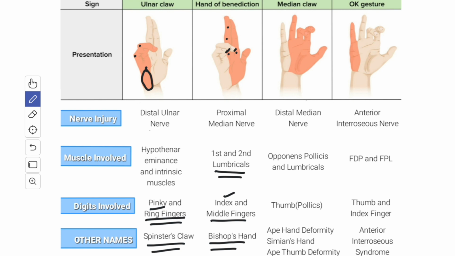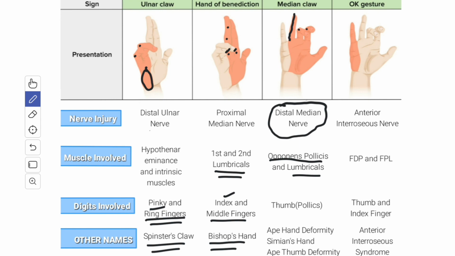The next clinical feature is median claw. The distal median nerve is injured in case of median claw. The opponens pollicis or lumbricals are paralyzed. You can see in the picture, that one is your interphalangeal joint, so there will be a flexion at the interphalangeal joints, and in case of the fourth digit, the area supplied by the median nerve, there will be an extension at that area.